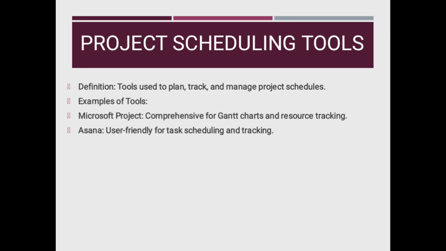Another one is another software, Asana, right? This one is user friendly for task scheduling and tracking. So you can also use this particular application in order to come up with a Gantt chart. Another one is Trello. This one offers visual task organization with scheduling add-ons, right? So it is also another application that can be used in project scheduling.